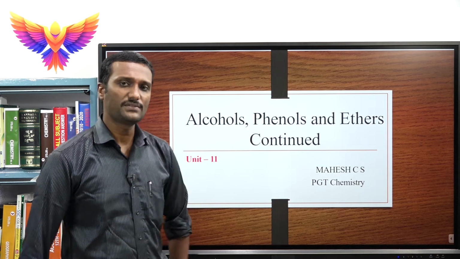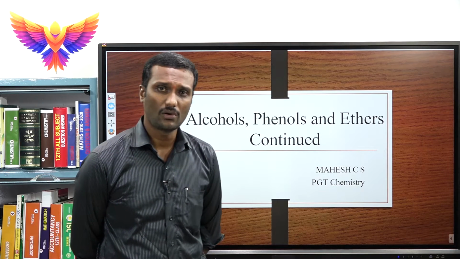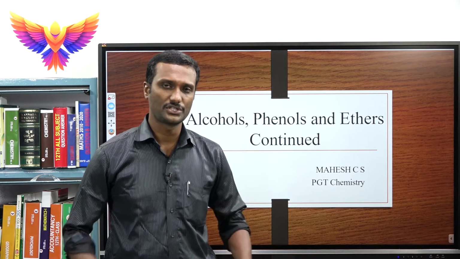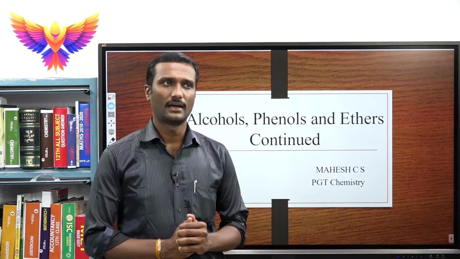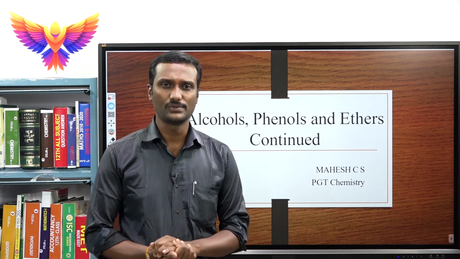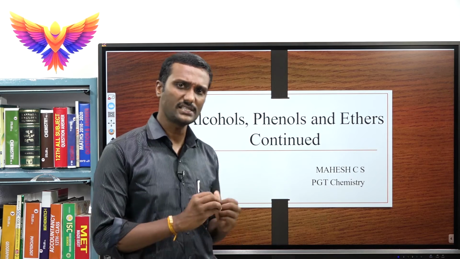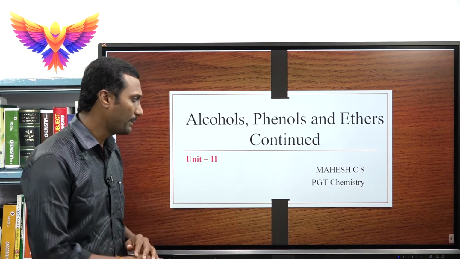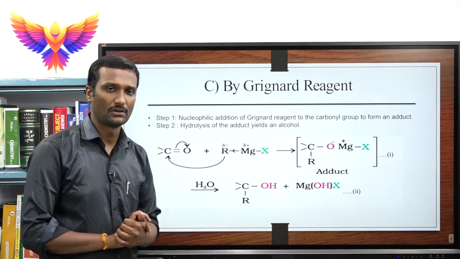Yesterday, in the last class, we learned how to prepare alcohol from the hydroboration oxidation reaction, from hydration of alkene, and by using a reducing agent. So in today's session, let us study how to prepare alcohol from Grignard reagent.